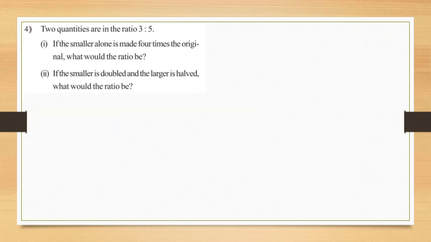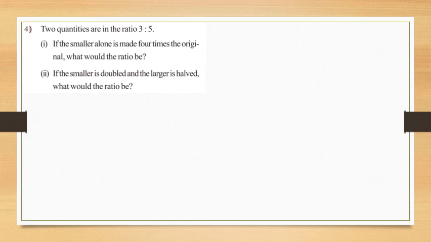Question number 4. Two quantities are in the ratio 3:5. First sub-question. If the smaller alone is made 4 times the original, what would the ratio be? Second sub-question. If the smaller is doubled and the larger is halved, what would the ratio be?